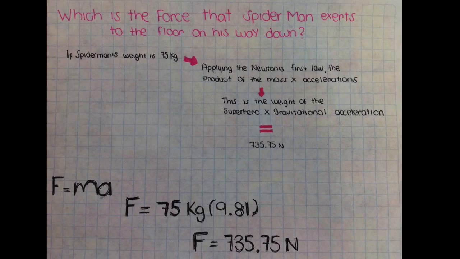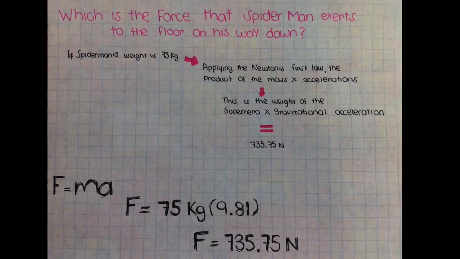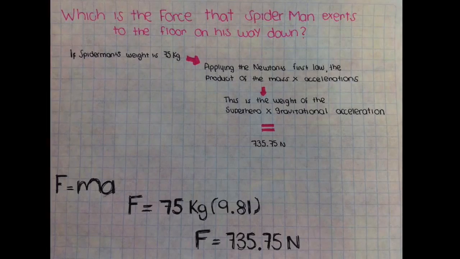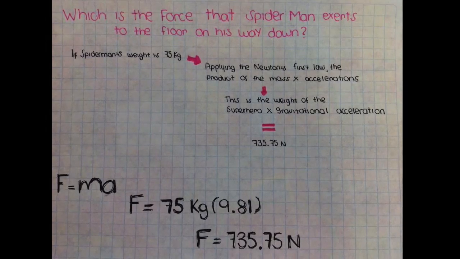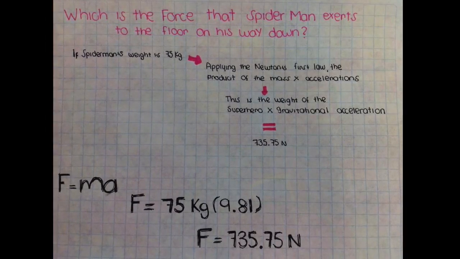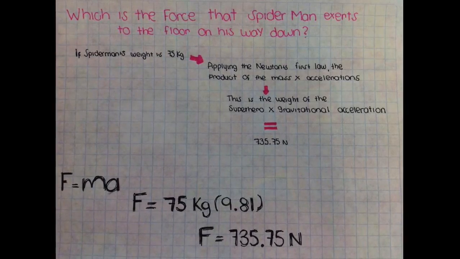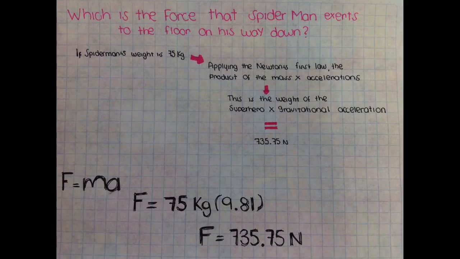Which is the force that Spider-Man exerts on the floor on his way down? If Spider-Man's weight is 75 kilograms, applying Newton's second law, the product of the mass times the acceleration, this is the weight of the superhero times the gravitational acceleration, which equals 735.75 newtons.